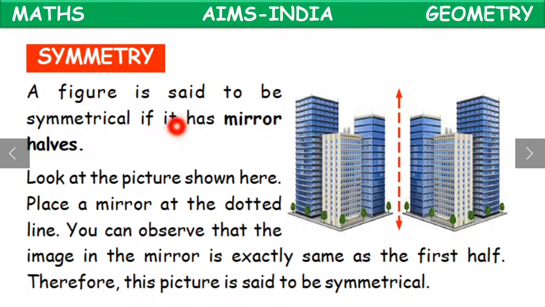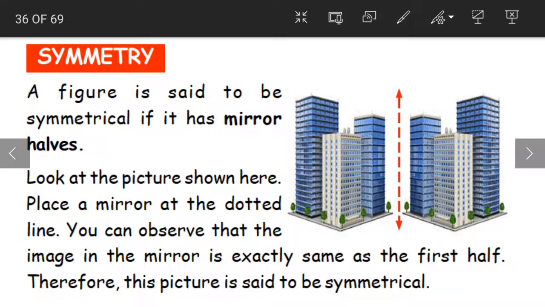A figure is said to be symmetrical if it has mirror halves. What are they saying, children? If you look at this figure here, we can say that it is symmetrical when it has mirror halves. We all know what is a mirror. We always look at ourselves in the mirror, right? So when we look in the mirror, what do we see? Do we see exactly how we are, or do we see a reflection of another person? We see how we are. Yes, when we look at something in the mirror, we'll get the exact picture of what it actually is. Yes, we will not get a different picture.